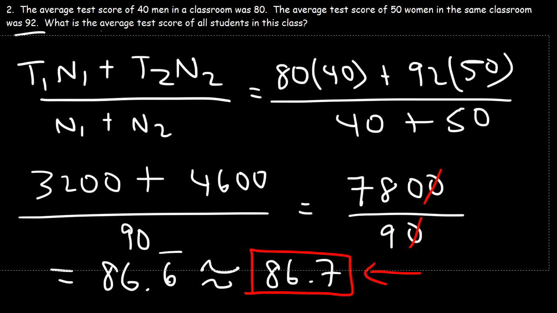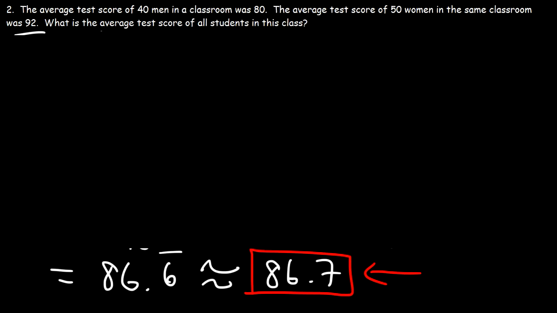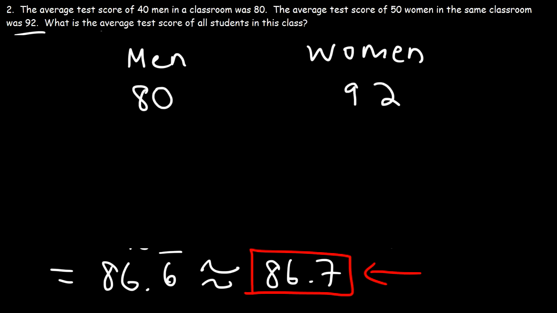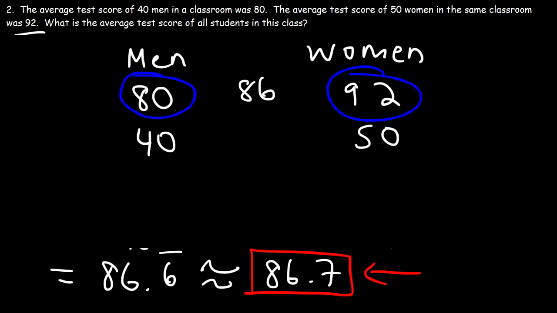Now let's see if our answer makes sense. Let's think about it conceptually. So here on the left we have men, and on the right we have women. The average test score for the men was 80, and for the women was 92. The number of men is 40, and the number of women is 50. Now the midpoint between 80 and 92 is 86. So if we had an equal number of men and women in a classroom, the average test score should be 86, because 86 is the average of 80 and 92.